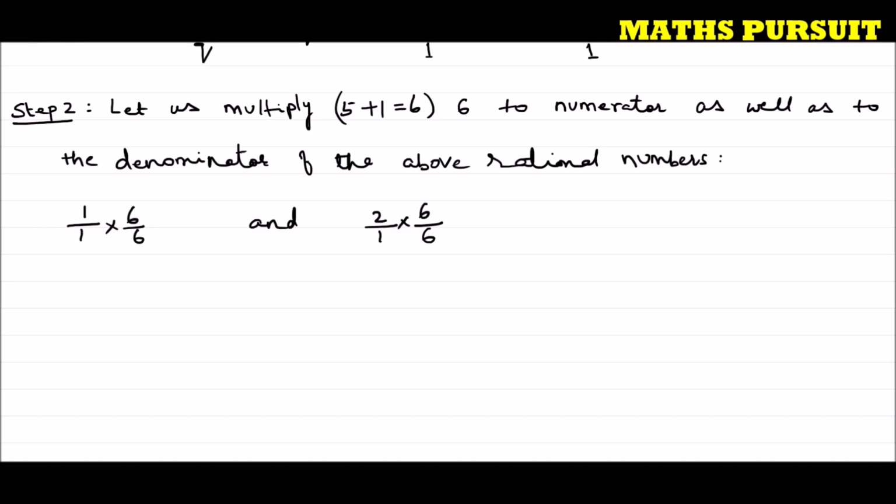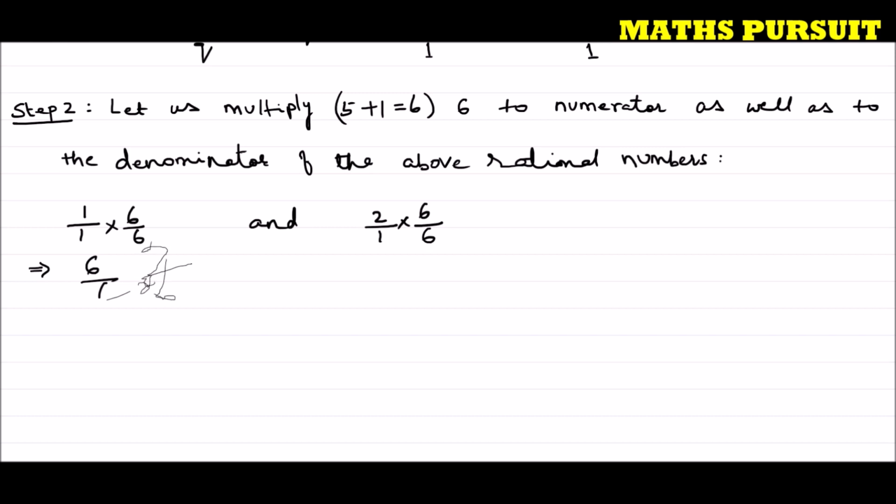So for that reason, we are multiplying the same number to the numerator as well as to the denominator, not dividing. Now what are we getting here? We are getting 6 upon 6.